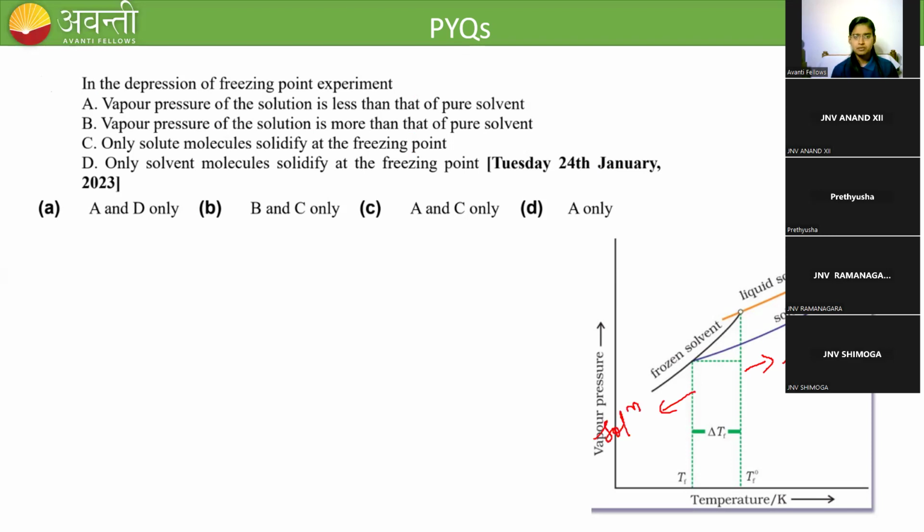Now you check. Vapor pressure of the solution is less compared to vapor pressure of the solvent. Yeah, that is correct. If that is correct, then statement B will be incorrect. Then coming to statement C, only solute particles solidified? No, only the solvent particles are getting solidified. Solvent is getting frozen. Okay, so statement D is correct and statement A is correct.